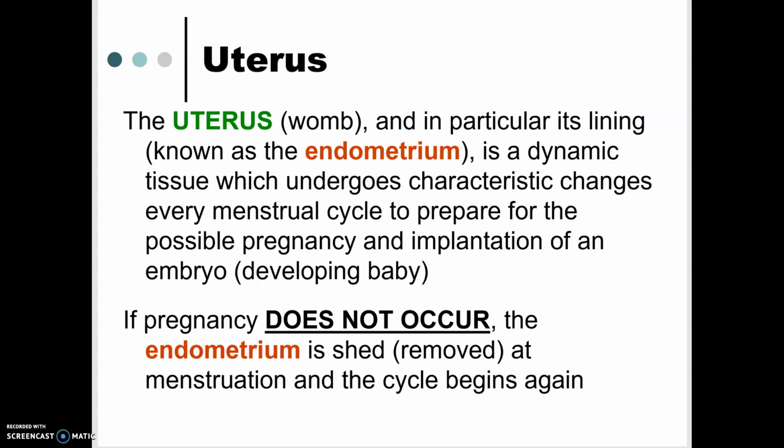And then, of course, the menstruation comes, the endometrium leaves through the cervix and through the vagina, and then the menstrual cycle will begin again. And we'll talk about those cycles a little bit later in this unit.